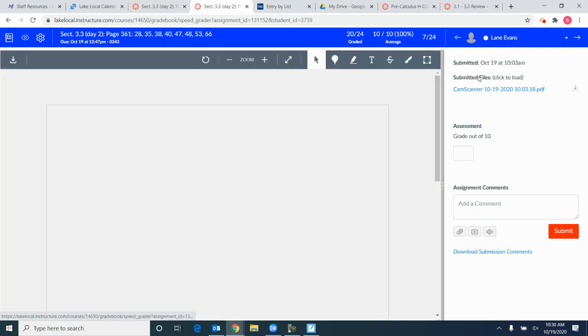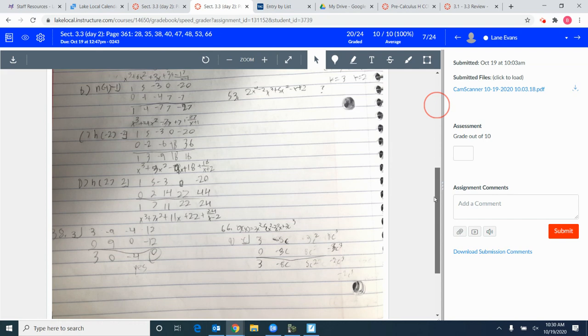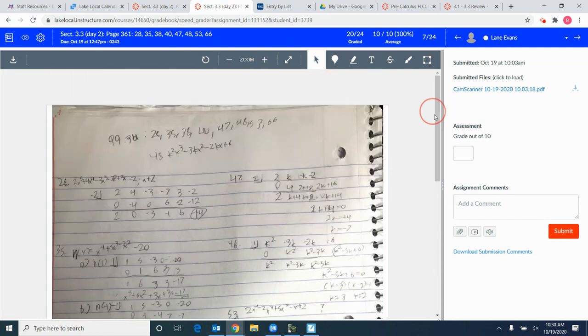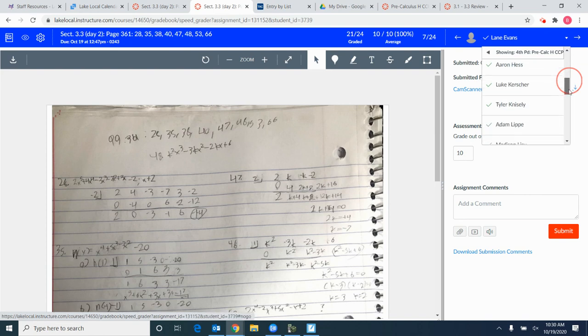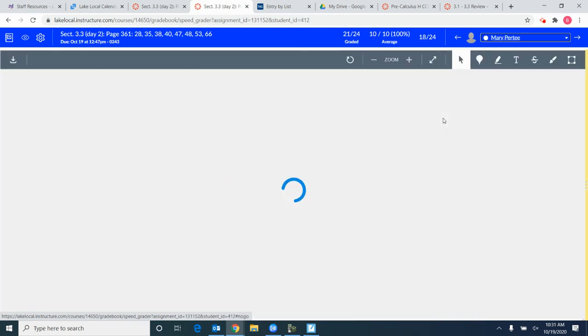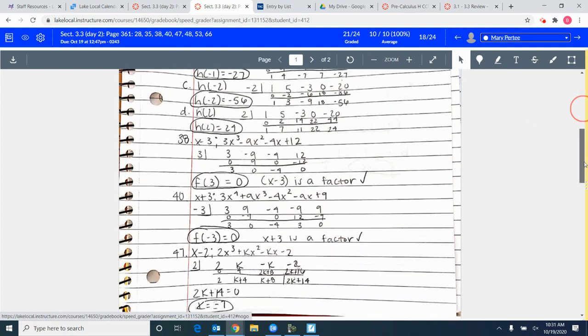There's Lane's. Lane Evans. Yes, Lane. Oh, 53 Lane? Jeez. Question mark. You can't hide now, Lane, can you? Oh, Mary, even though she's not here, like a ghost. Turned it in. Let's see how she did.